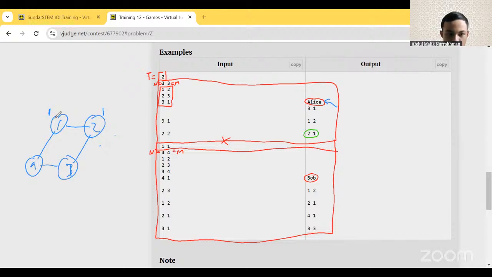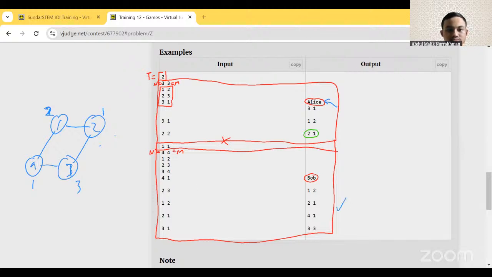Okay, sorry. In the first turn of Bob, color node 1 with 2, and then after that color node 2 with 1, then coloring node 4 with 1, and then coloring node 3 with 3. So there is no pair of adjacent nodes with the same color. That's why Bob wins the game.